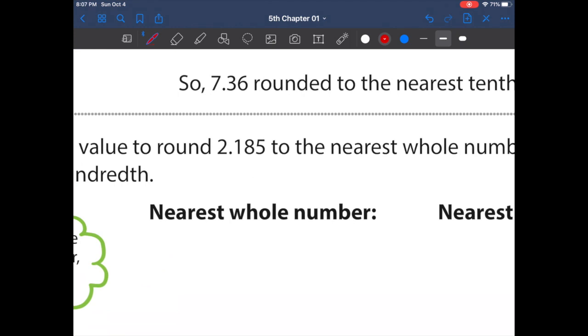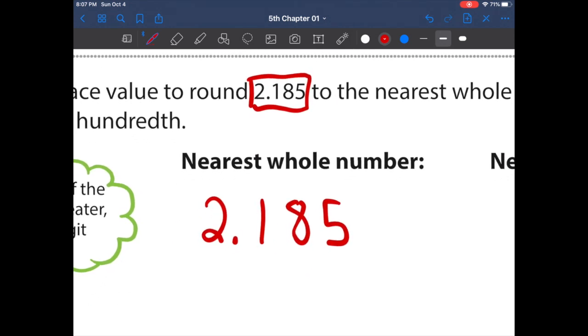So here's our number. It says round to the nearest whole number, right? The number is 2.185. Which one of these would be our whole number? Well, that number would be 2, right? So that is our whole number. That's in the ones place. So we want to round to the nearest whole number. How do we do that?